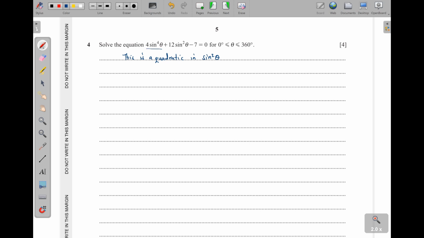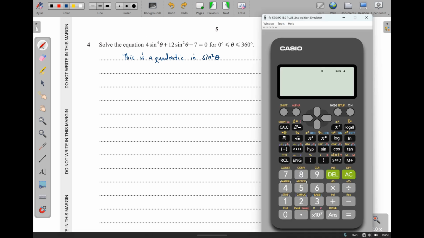Now, since this one is a quadratic equation, I can use my calculator to solve it straight away, to see whether it is factorizable or not. So I'll come to my calculator here, then I go to equation. Quadratic is 3, then we put in 4, then we have 12, then we have negative 7. And then this one gives us a half, and then negative 7 over 2.